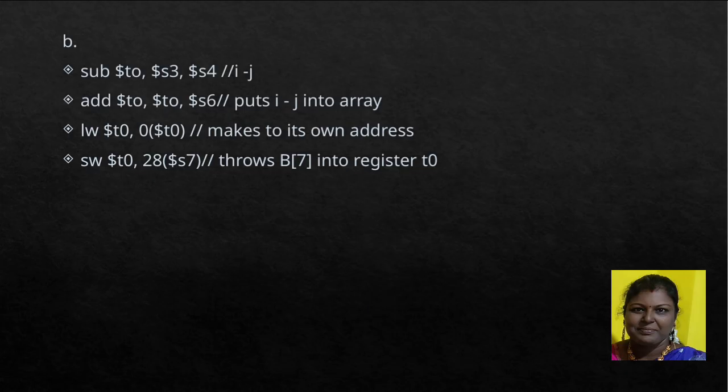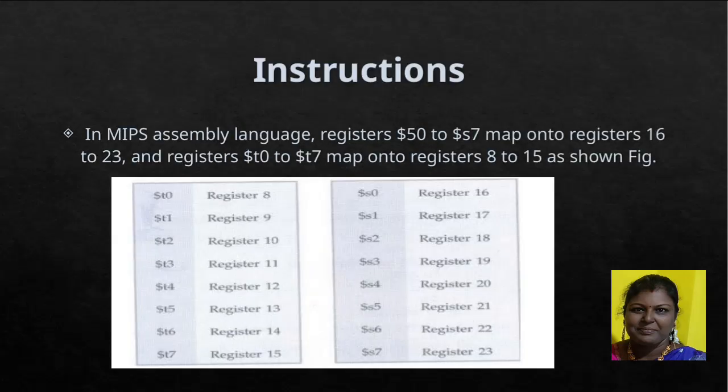Let's take a closer look at how registers are mapped in MIPS assembly language. Registers labeled from S0 to S7 correspond to registers numbered 16 through 23. Meanwhile, registers named T0 to T7 align with registers 8 through 15. This mapping helps us understand how the processor organizes and accesses data during instructions. The figure on screen shows this relationship clearly, making it easier to follow along as we work with these registers in code.